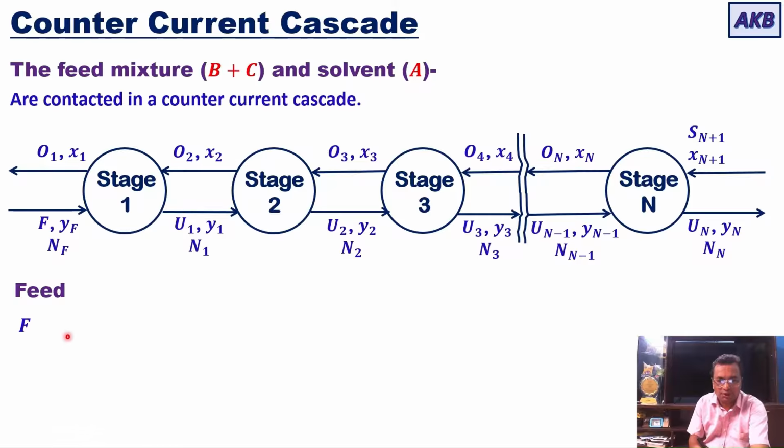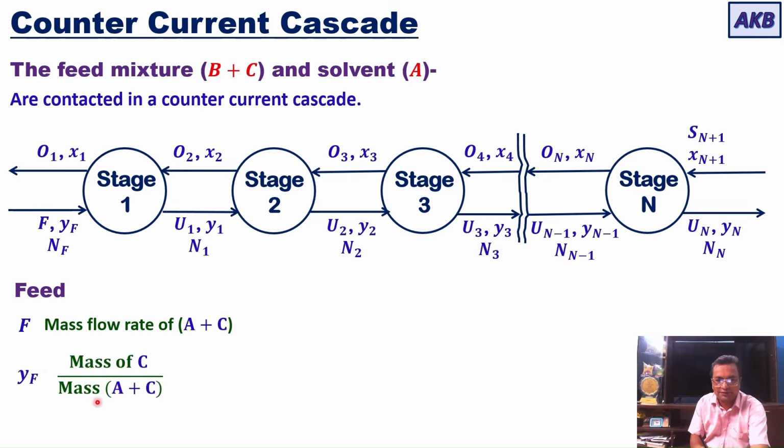Now let us talk about the notations that are used. Feed is described by F, capital F. What is capital F? This is the mass flow rate of A plus C in the feed mixture. So we are not considering solids while defining F. Then YF is mass of C divided by mass of A plus C, which is nothing but weight fraction of C on a B free basis. And then you have NF, which is mass of B upon mass of A plus C, which is nothing but weight fraction of B on a B free basis.